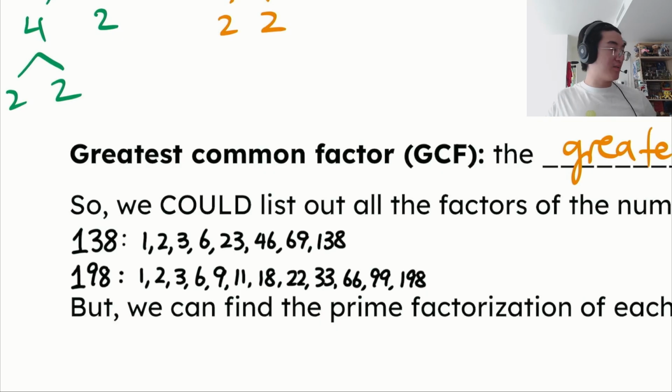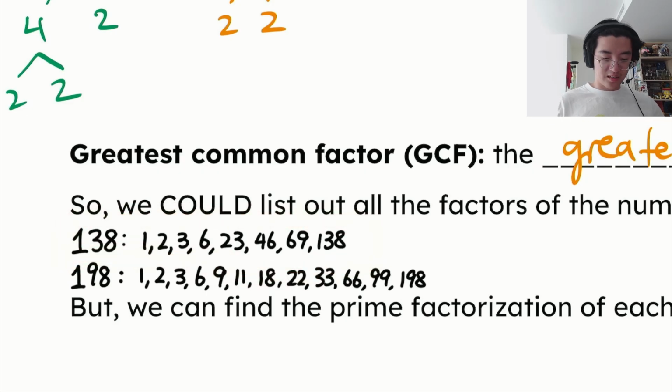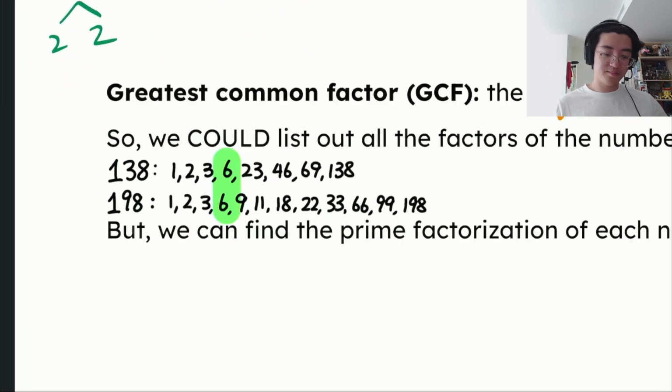So what we can do is we can list out all the factors. So 138, for example, those are all the factors of 138. Because we got 1 times 138, 2 times 69, 3 times 46, 6 times 23. So those are all the numbers that multiply to 138. Then we can do the same for 198. And now from here we can see, okay, the biggest number here is 6, right? Because both of those numbers have a factor of 6, and that's the biggest factor. We have 1, 2, and 3, but 6 is the biggest. So the greatest common factor is 6.